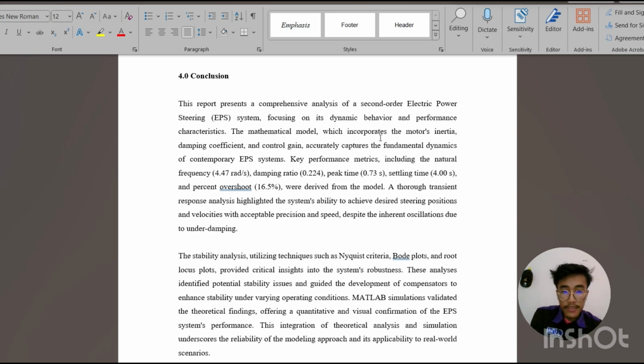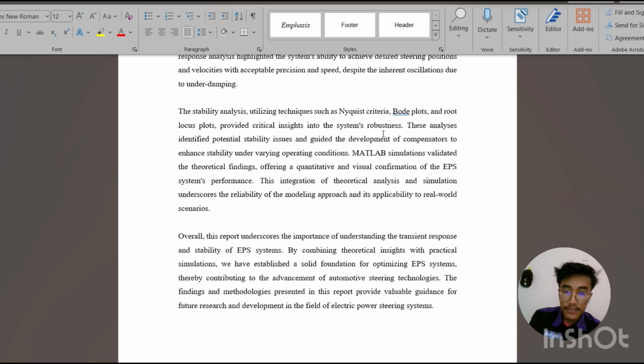Key performance metrics include the natural frequency 4.47 radians per second, damping ratio of 0.224, peak time 0.73 seconds, settling time 4 seconds, and percent overshoot, which is 16.5%. We derived from the model a transient response analysis that highlighted the system's ability to achieve desired steering position and velocities with acceptable precision and speed, despite the inherent oscillation due to underdamping.